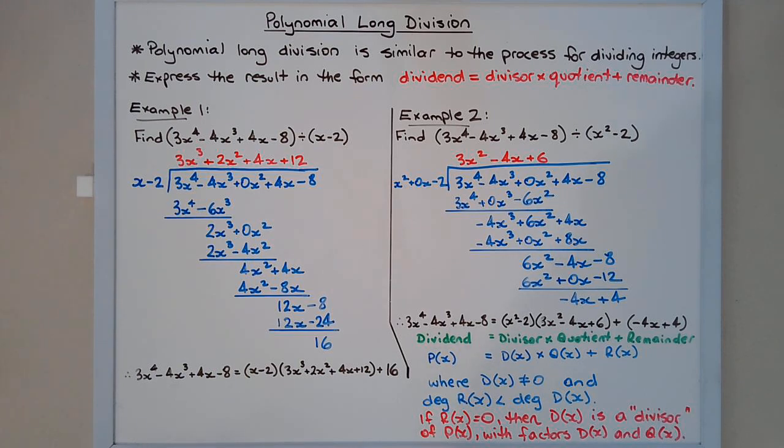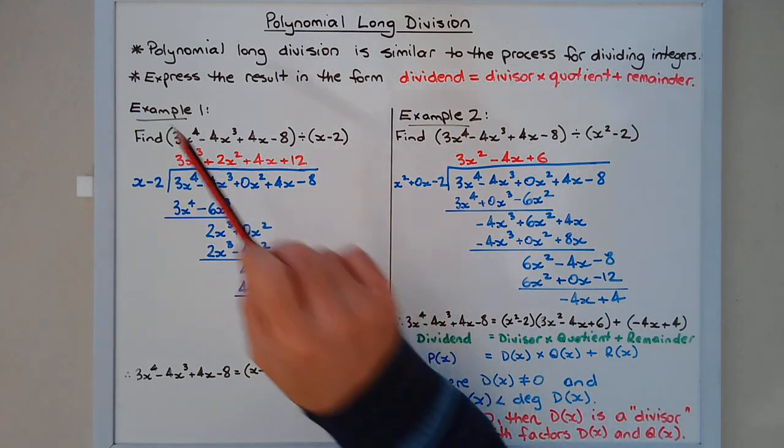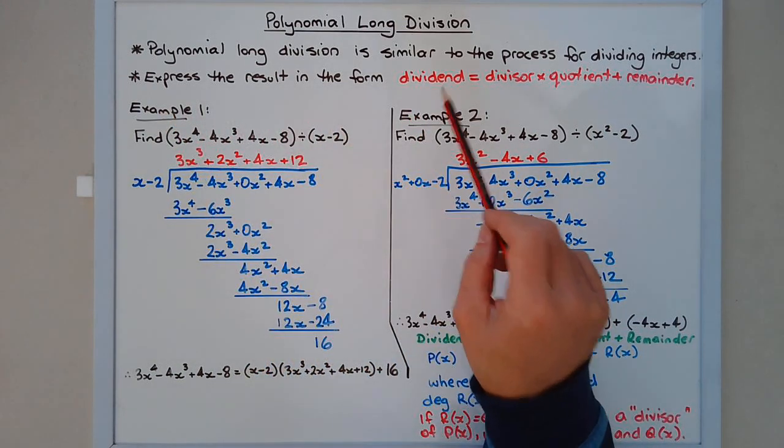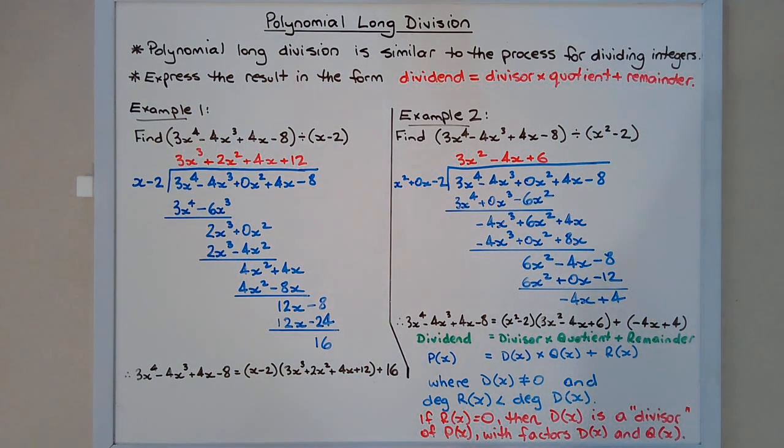Polynomial long division. Polynomial long division is similar to the process for dividing integers. And we express the result in the form dividend equals divisor multiplied by quotient plus remainder unless otherwise stated. Let's have a look at a couple of examples.